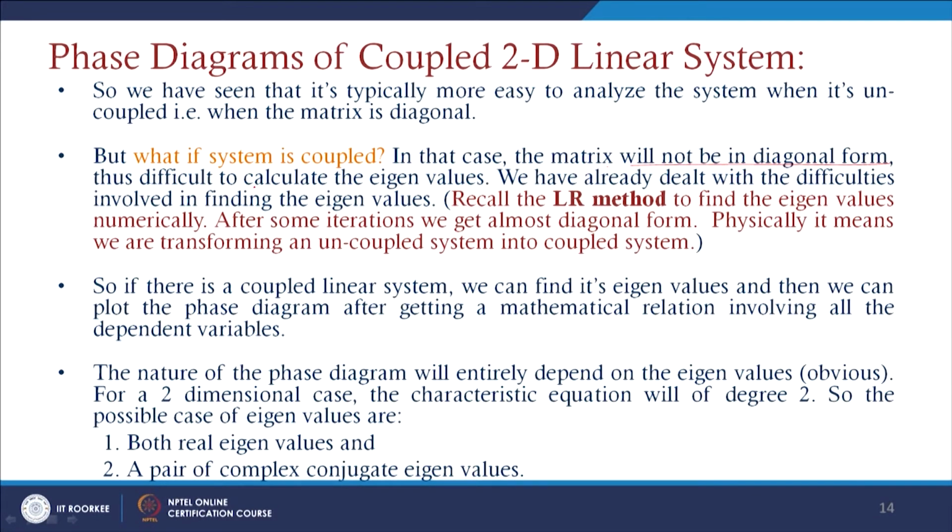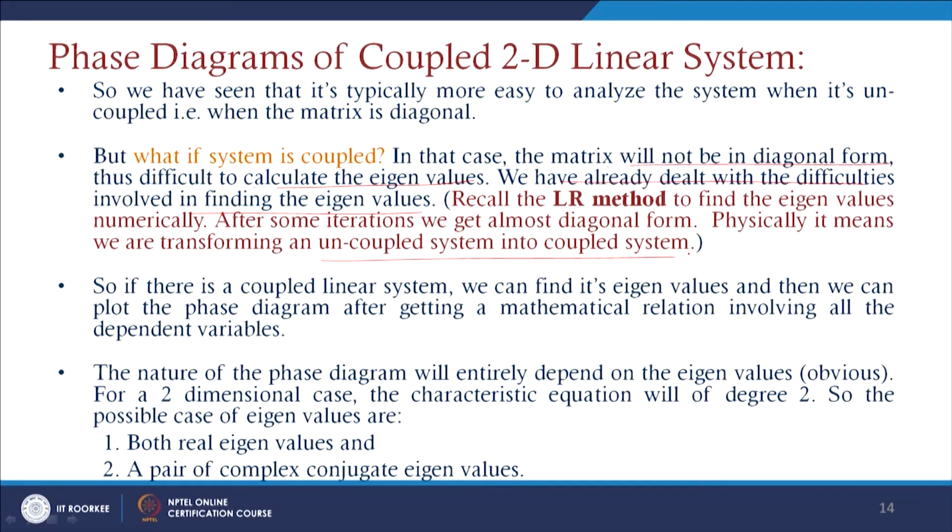Thus, it is difficult to calculate the eigenvalues. We have already dealt with the difficulties involved in finding the eigenvalues, since we have discussed the power method and LR method to compute these eigenvalues in the previous lectures. In those cases, especially the LR method, after a few iterations we try to get the matrix in a diagonal form, and once it is in a diagonal form, we can predict that the diagonal entries are the eigenvalues.